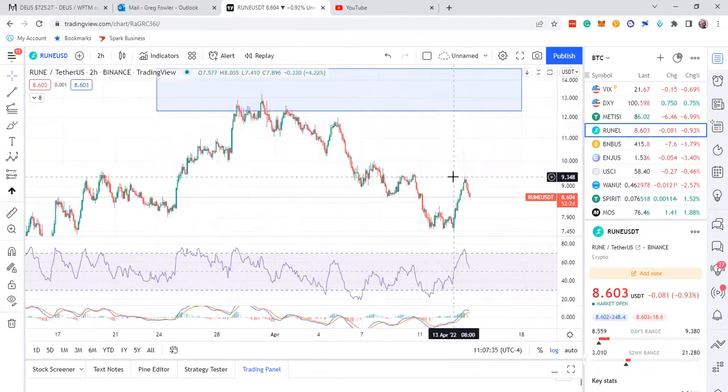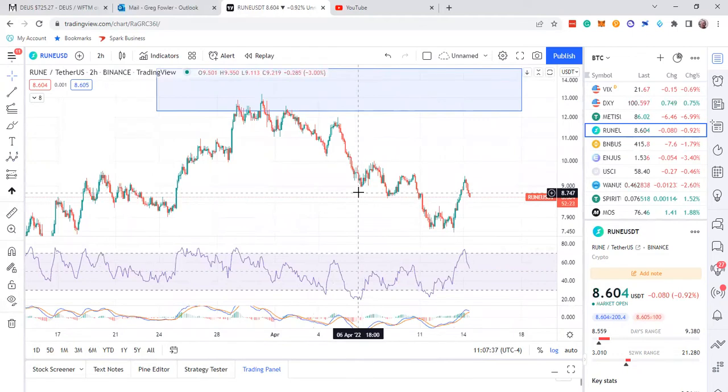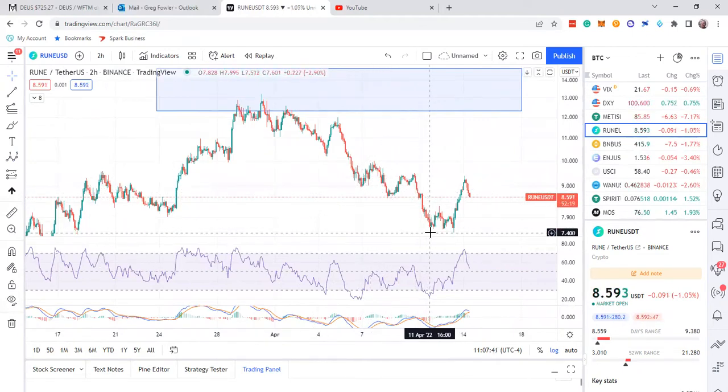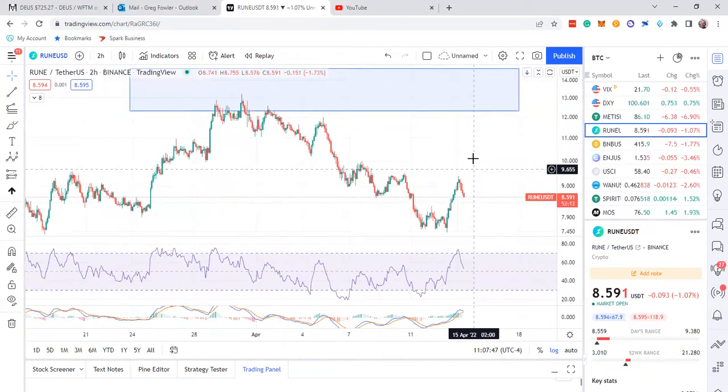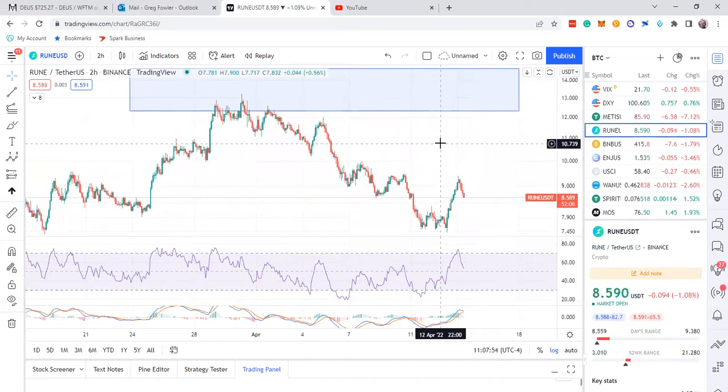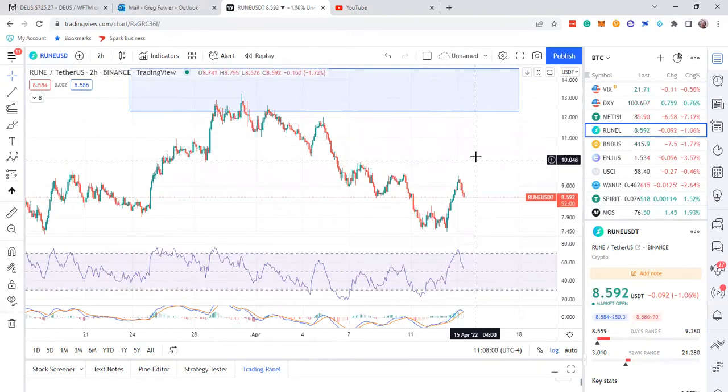So 3, and then 1, 2, 3 again, 4, and then down for 5. So you guys see, now it's popping up. You see that? Whoa, look at that green candle right there. Barry's like, oh my gosh, Rune is going to the moon again. You know, maybe that's a possibility.